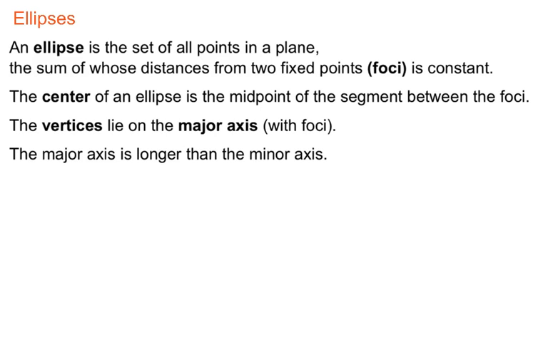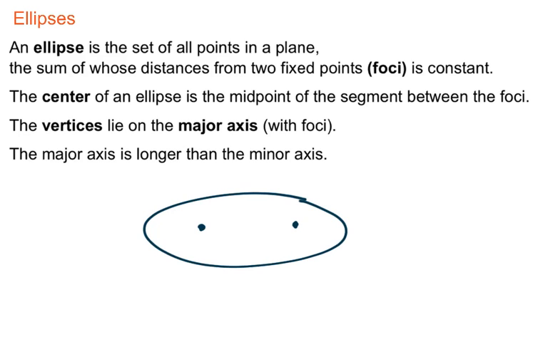In this video, we're going to talk about ellipses. An ellipse is the set of all points in a plane, the sum of whose distances from two fixed points, which we call foci, which is the plural of focus, is constant. So if we're dealing with an ellipse, and this isn't necessarily going to be to scale, an ellipse has two foci, two focuses that it wraps around.